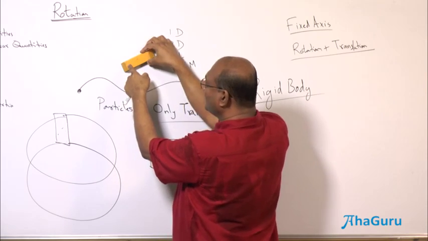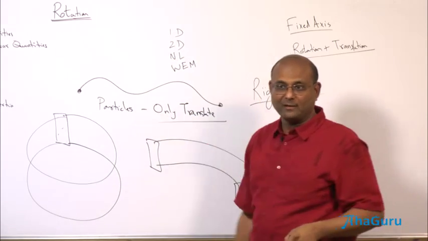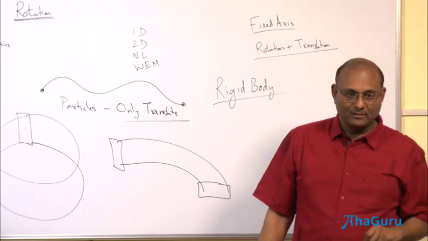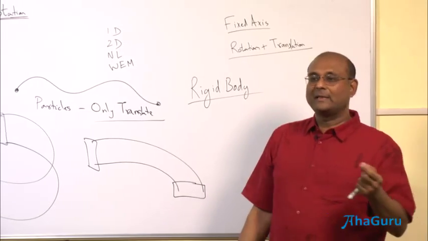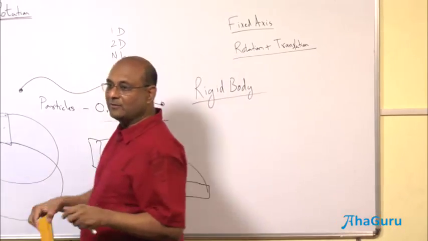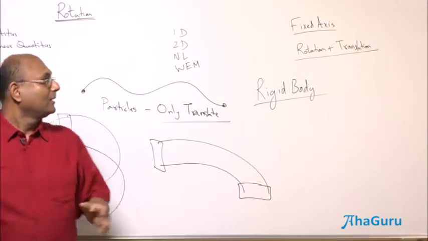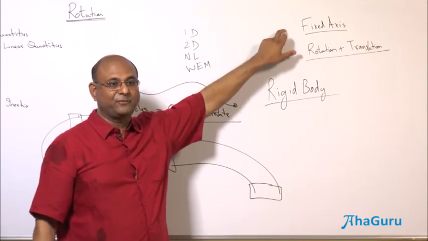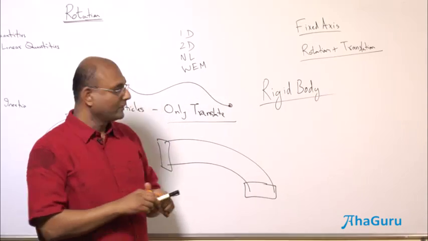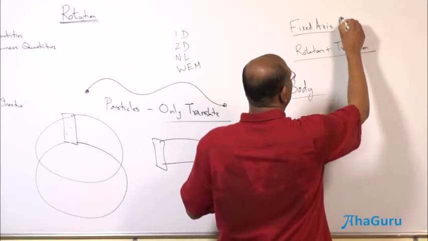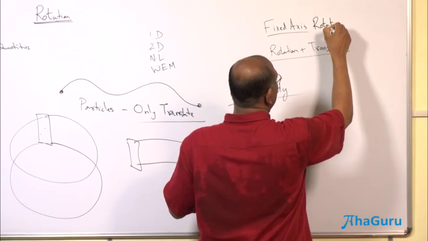And if it's changing its orientation, it is rotating. But that one point is not moving. So we can then call that point the fixed point. And so we will talk of this kind of motion as the fixed axis rotation. Okay? So this is what we are right now going to focus on. It's a simple idea.